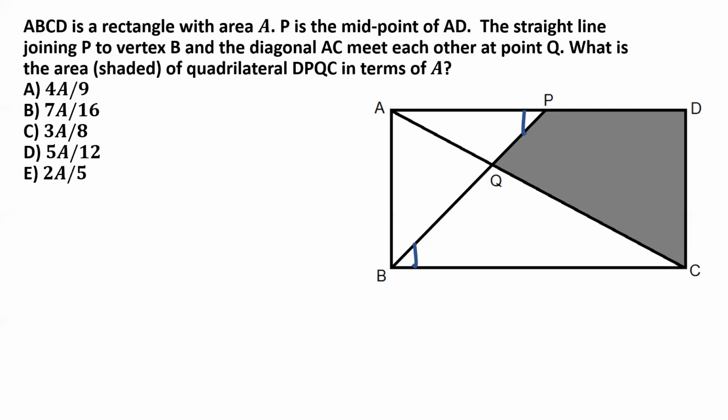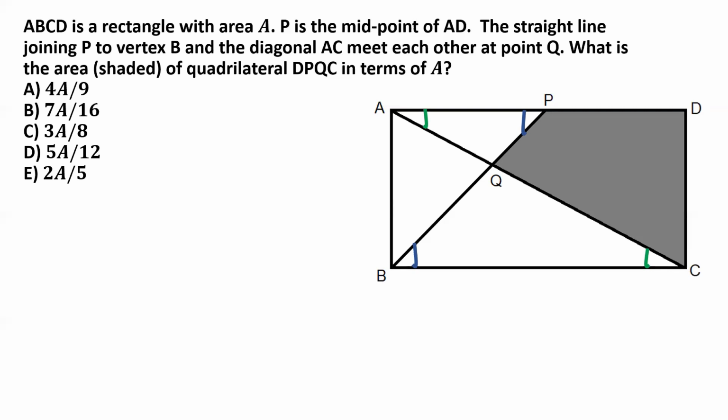And similarly, angle PAQ and angle BCQ, those are marked in green. Those angles are also alternate angles, and they should be equal as well. So that makes triangles APQ and BQC similar to each other.